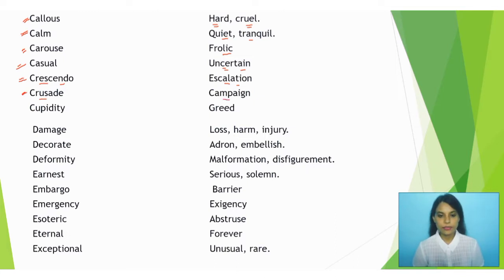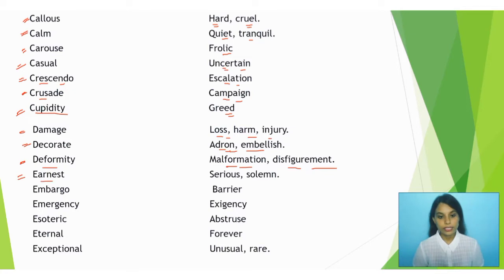Crusade synonym is campaign, like you're campaigning for something. Cupidity. Cupidity means greed. Next is damage. Damage is very easy. It's loss, harm, or injury. Then you have this decorate. Decorate means you're decorating something like adorn or embellish. Deformity means kind of malformation or disfigurement.